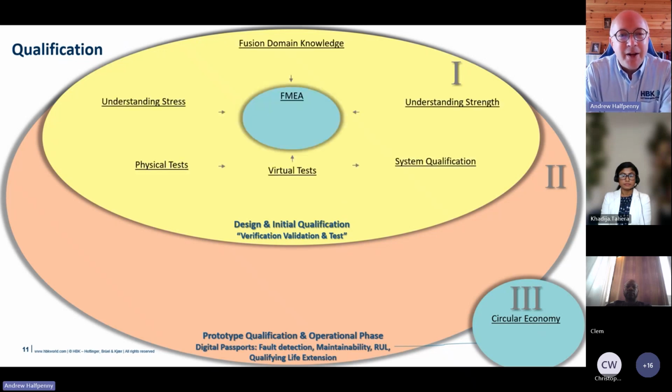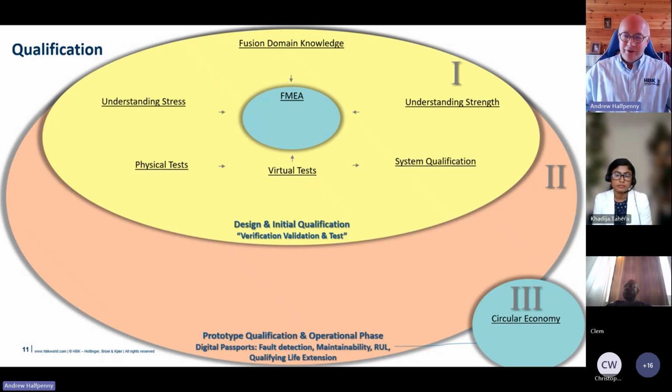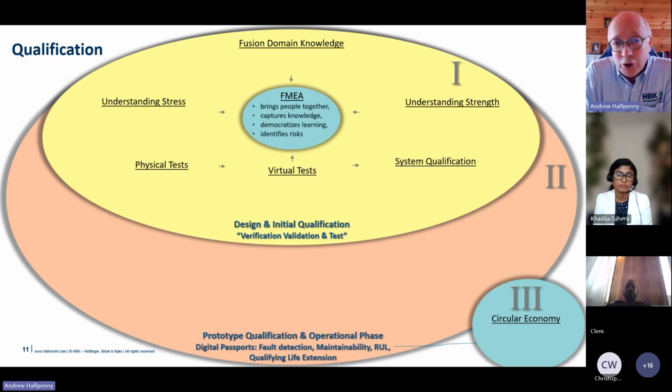So first of all, if we go into the top bubble, where are we going to start? If we're going to qualify a tokamak reactor, where do we start? And actually, after thinking about it, I thought FMEA was a really good place to start. Why is that? So FMEA is failure modes and effects analysis, but the key thing is it brings people together.